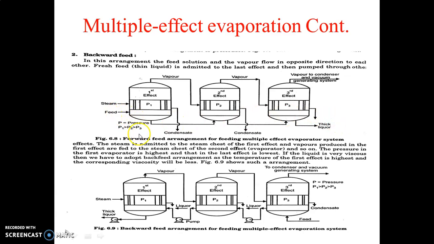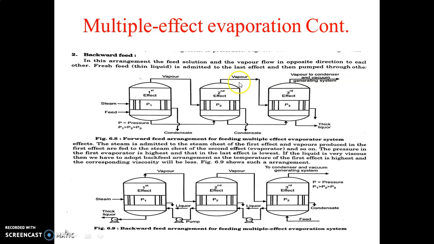In this case, the pressure P1 is greater than P2 and P3. That means these two evaporators have less pressure than the first. So this is called a forward feed arrangement. That means the steam, or heating medium, and the feed of each evaporator have the same direction. So it is called a forward feed evaporation system.